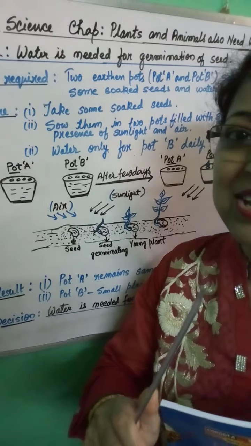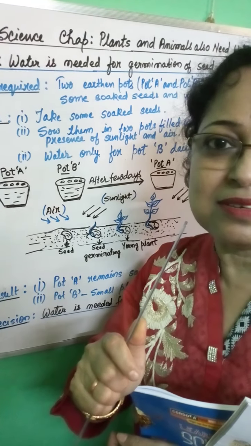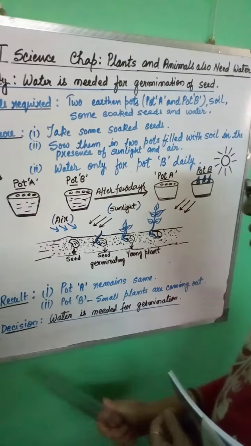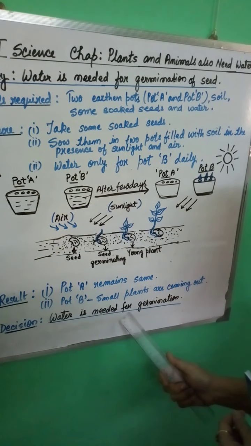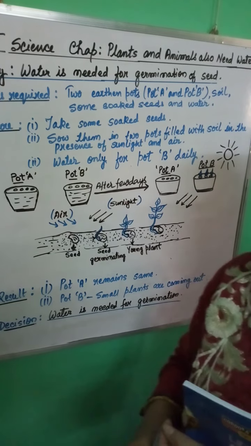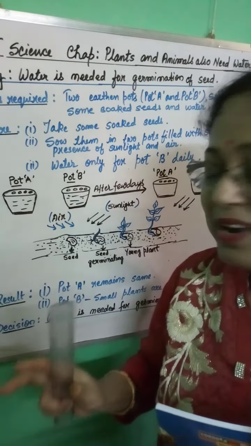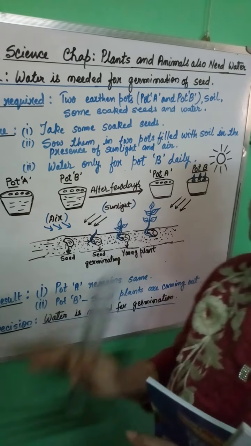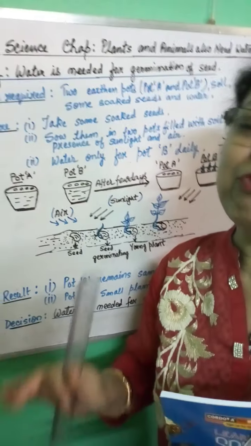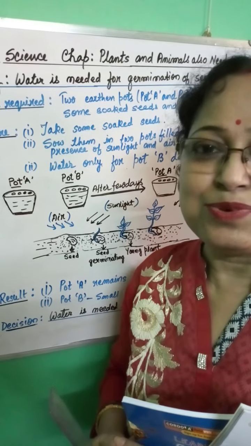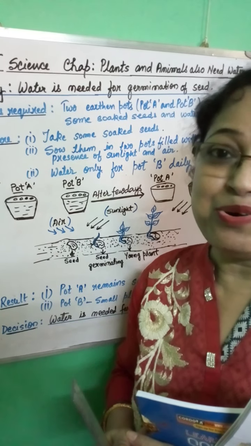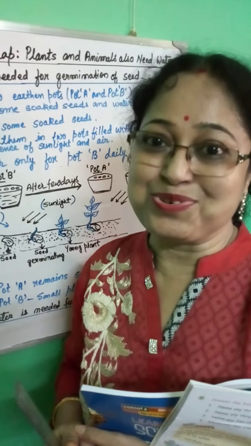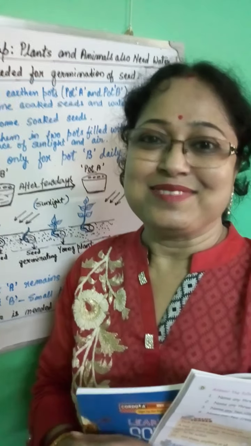And the last thing you have to write is the decision. So what is proved? That is the decision. Water is needed for germination. So this is an activity for this chapter. Students, I hope you will enjoy this. I hope you understood this. Okay.